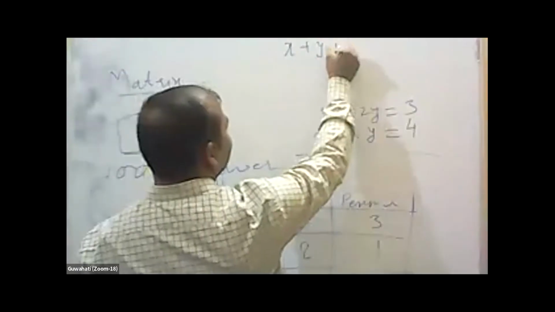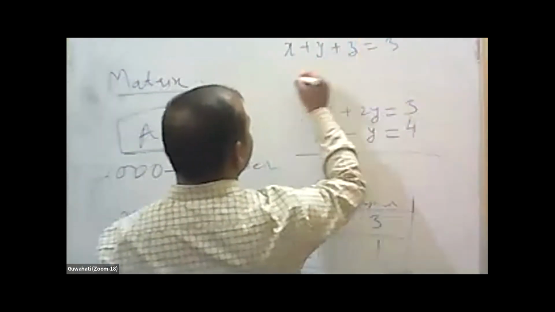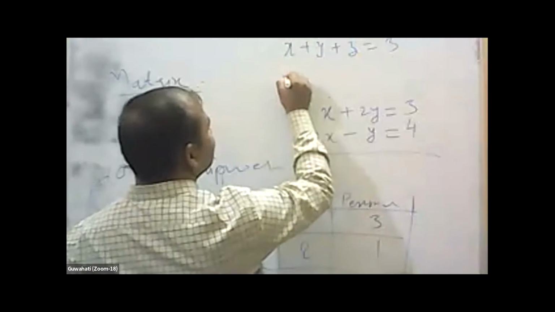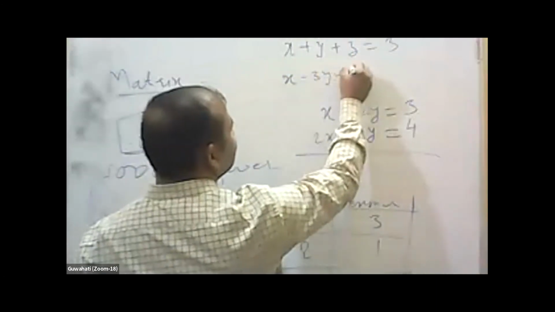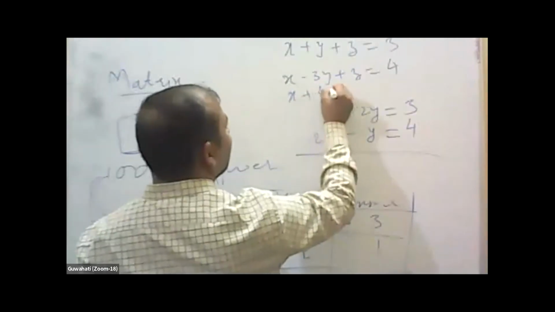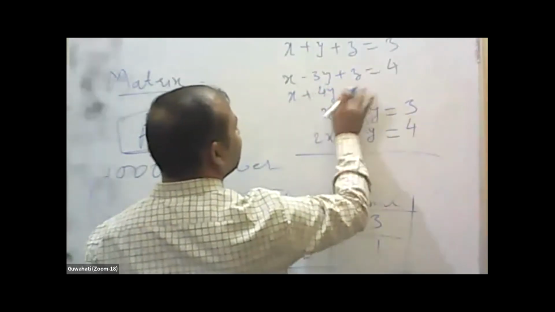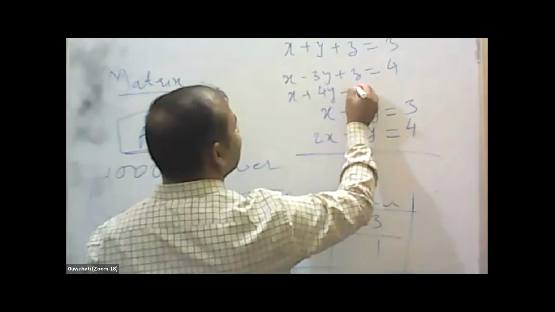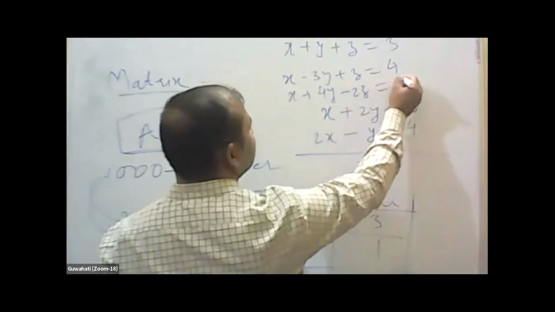Suppose the equations are like this: x plus y plus z is equal to 3. Right. Another equation, x minus 3y plus z is equal to 4. x plus 4y plus, there will not be any z. Okay, let it be z. 2z is equal to 6.